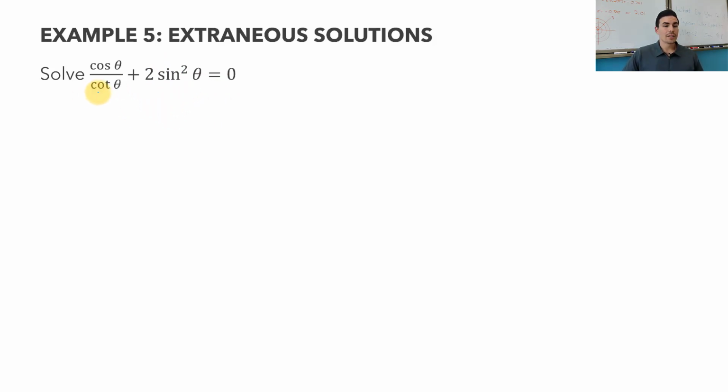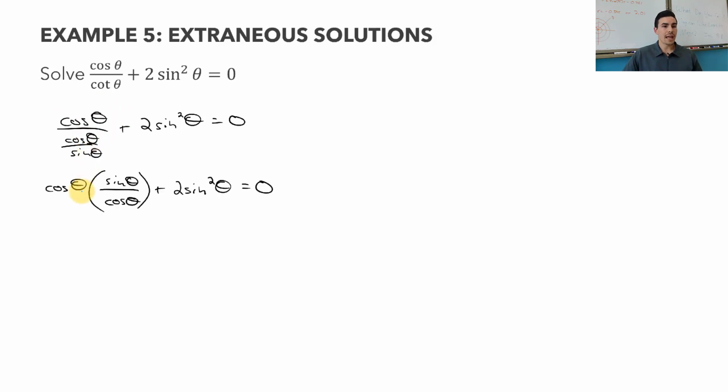I'm going to go ahead and put cotangent in terms of sine and cosine. So that's going to be cosine theta divided by cosine theta over sine theta. This is the same thing as cosine theta times sine over cosine, plus 2 sine squared theta. Now we see here I've got a cosine in my numerator and in my denominator, so those cancel out. And I'm left with sine theta plus 2 sine squared theta is equal to 0.